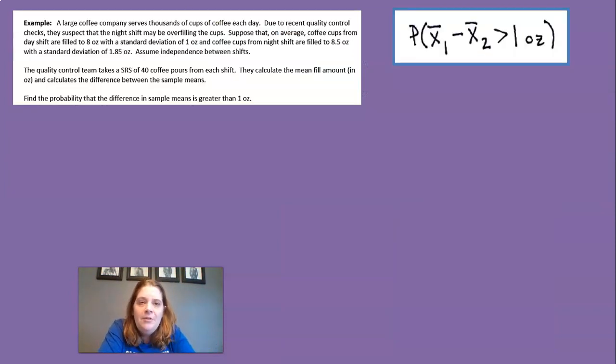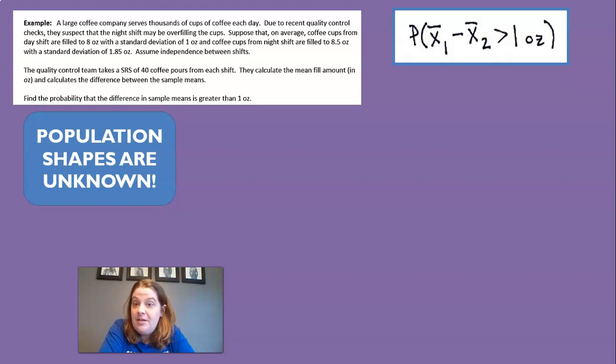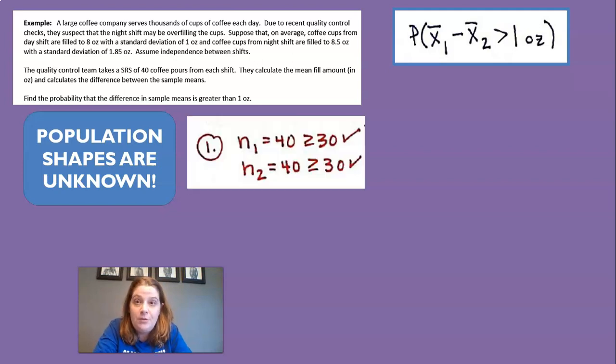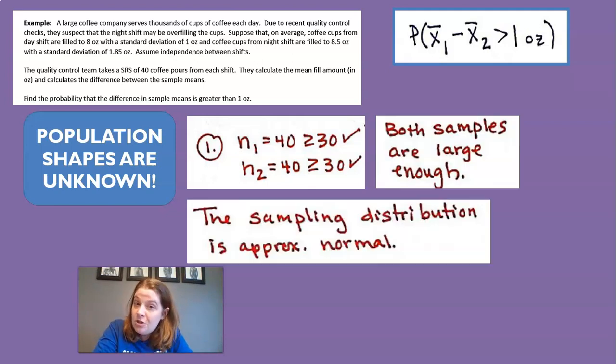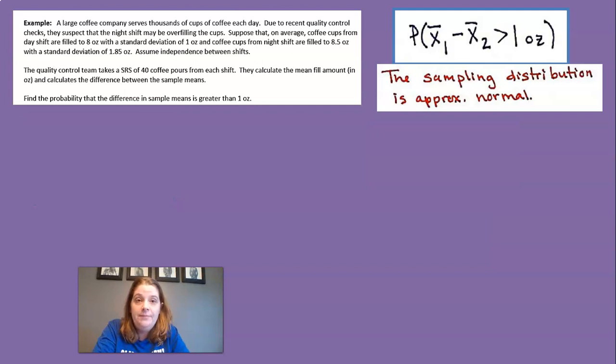All right, so I'm looking for this probability, so let's check the shapes. It doesn't say anything at all in here about population shape. Population shape, unknown. I have no idea. So I can't use that. I'm going to have to count on whether the sample sizes are large enough. So I'm going to check. n1 and n2 are both 40, which are greater than or equal to 30. That means they're large enough, because by the central limit theorem, as long as your sample size is bigger than 30, your sampling distribution is going to be approximately normal. So I know the sampling distribution is approximately normal.